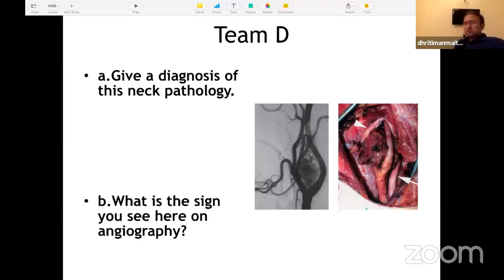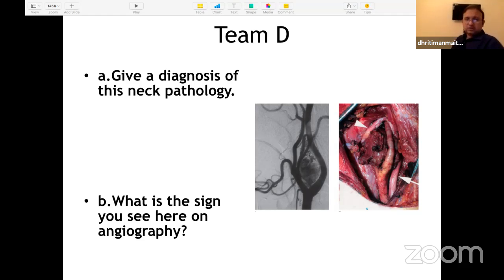See, you were close. I can't give it to you because glomus tumor would be in the jugular vein, the jugular bulb. However, this is a carotid body tumor. And the sign you see here is called the lyre's sign. Okay. So, I think I can't give you anything for this.